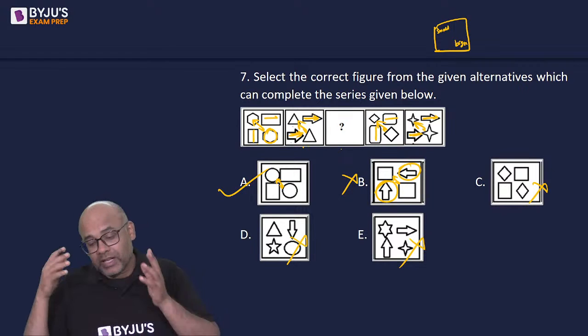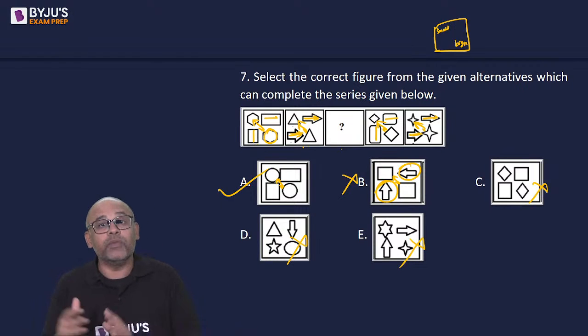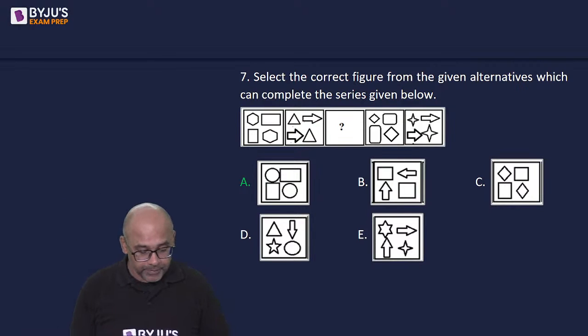Straight away, either take a call, reject B, go with A, or reject A, go with B. Take a decision. Don't waste your time on it. In here, the correct answer happens to be option A. Okay.